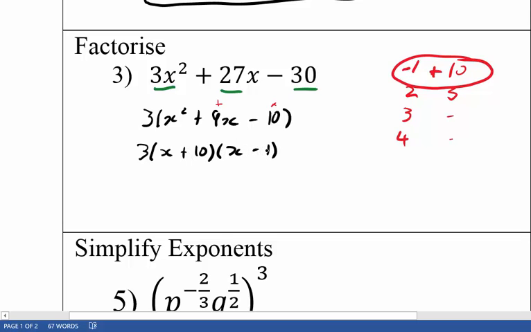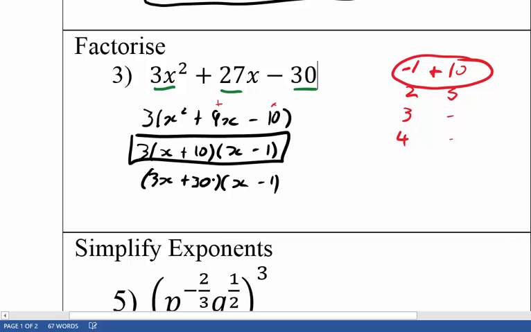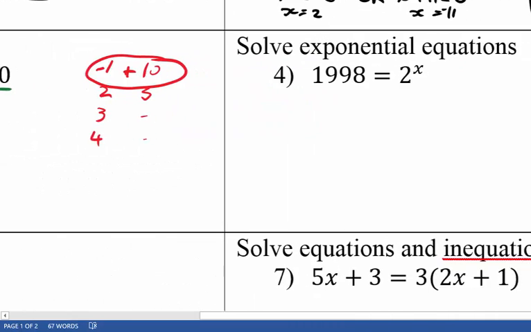If you'd written this, you might not have taken the 3 out, and you had 3x plus 30 as one of your brackets, and x minus 1 as the other one. That is, this is my answer. That is correct, and you might get it marked right, okay? But you can factorise that one more by taking a 3 outside of it, okay? In other words, there's a common factor in the brackets. And we don't generally like that, okay?